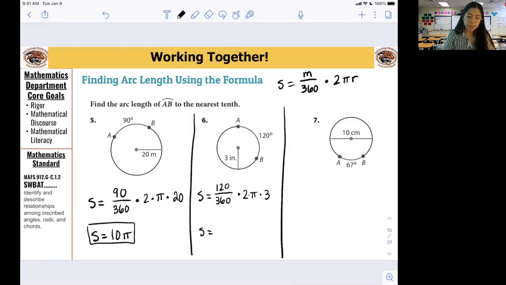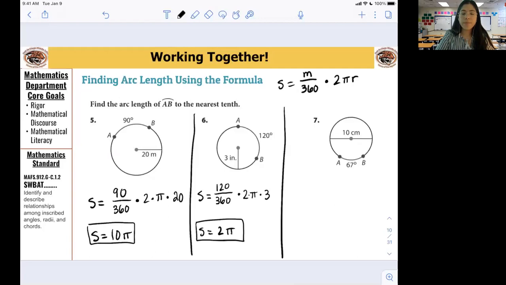120 divided by 360 times 6, you get 2 pi for number 6. 2 pi. Questions on number 6, because I know a couple of you got different answers. So do I have any questions?